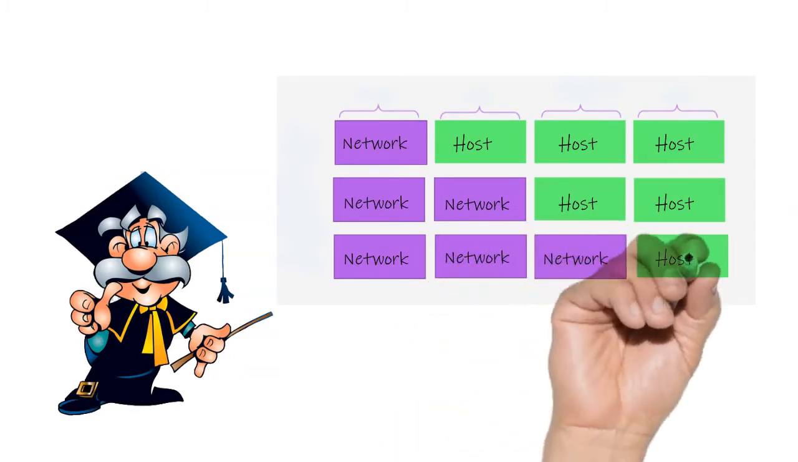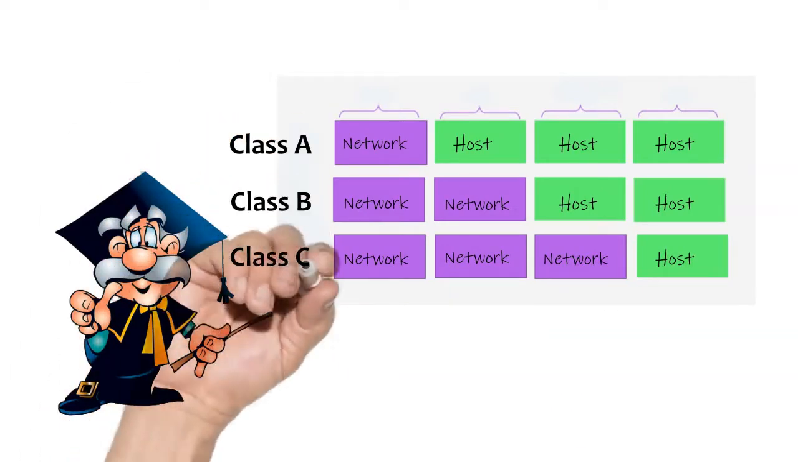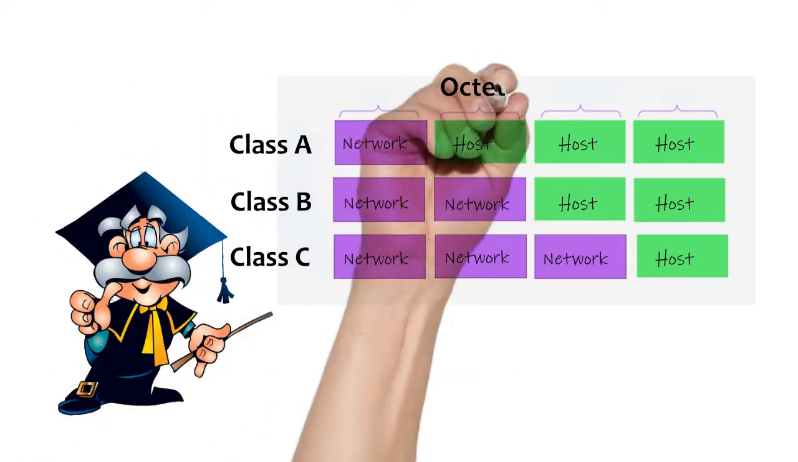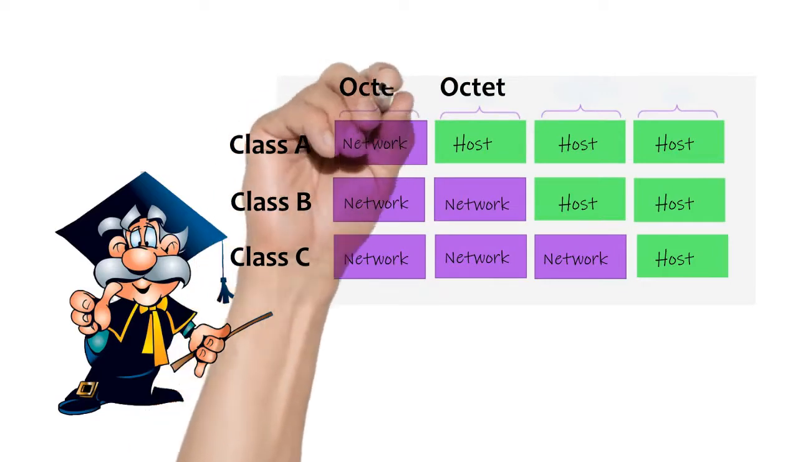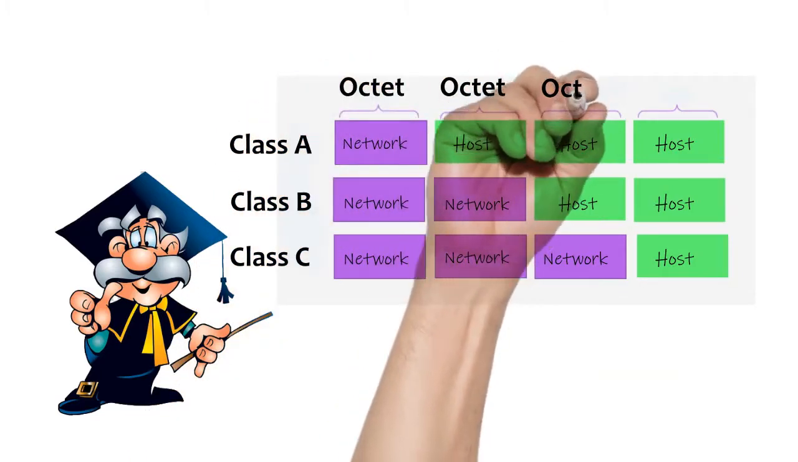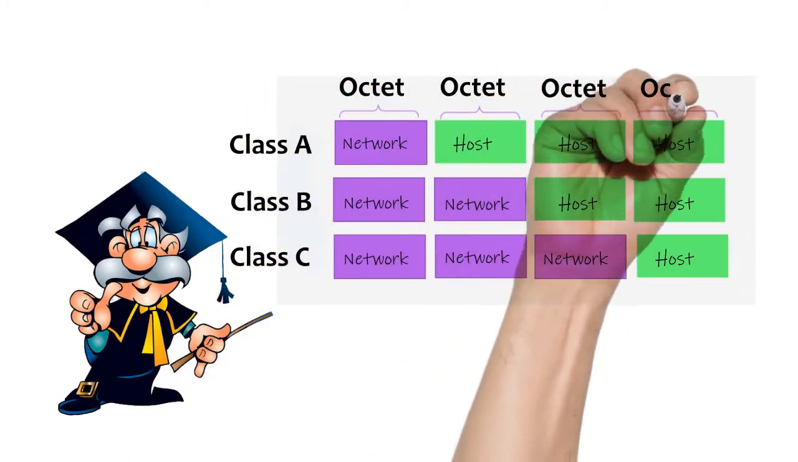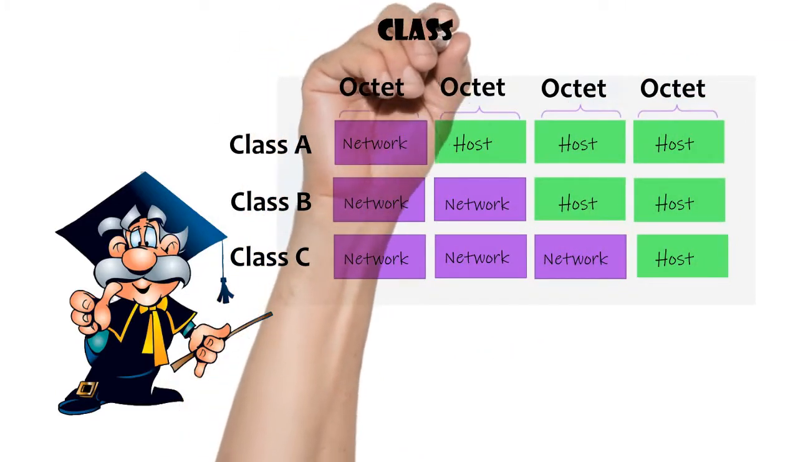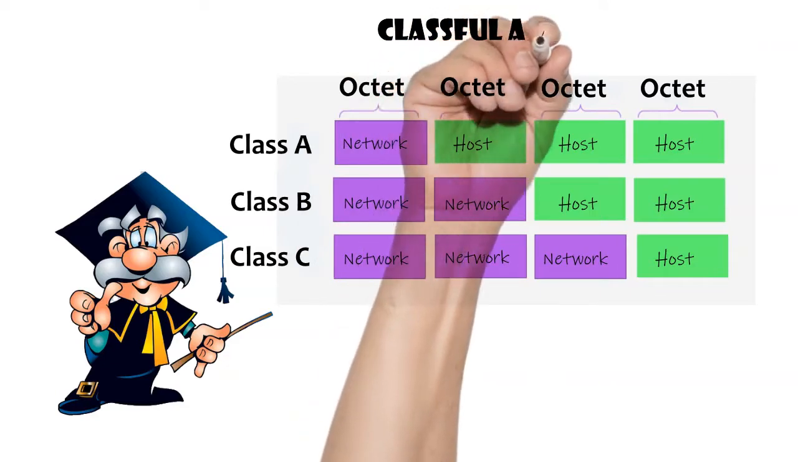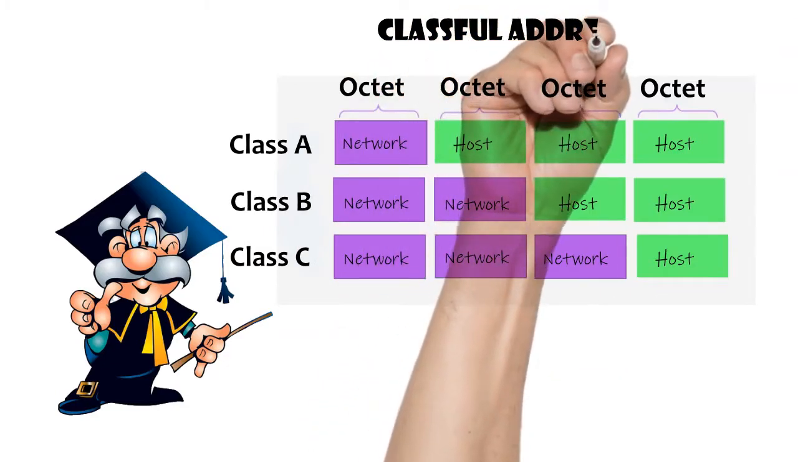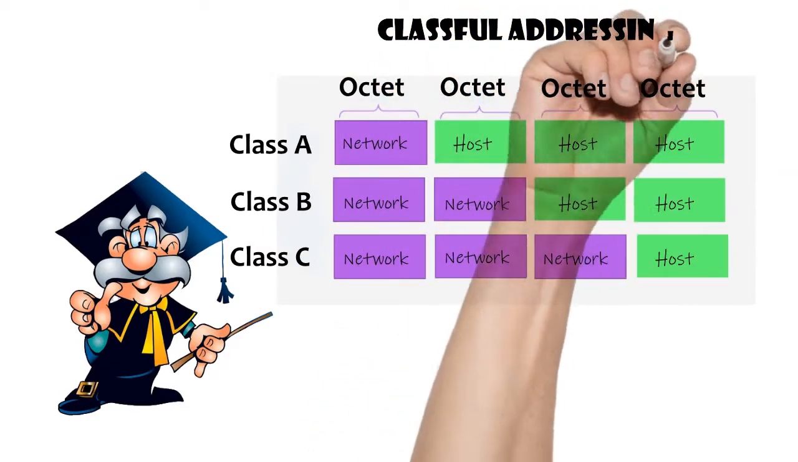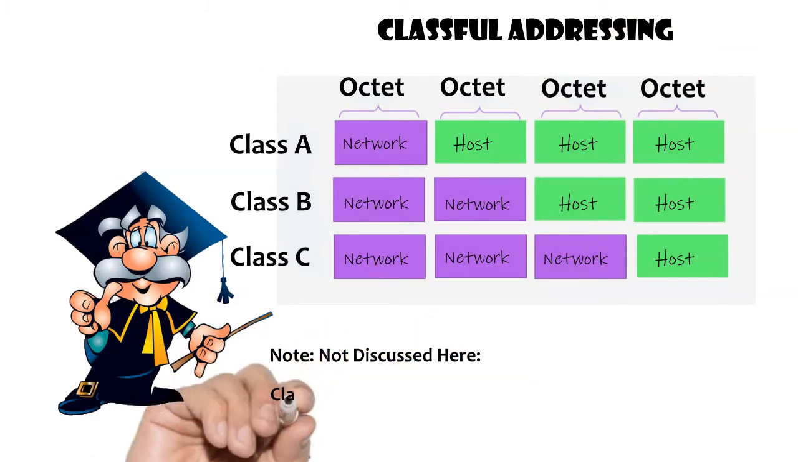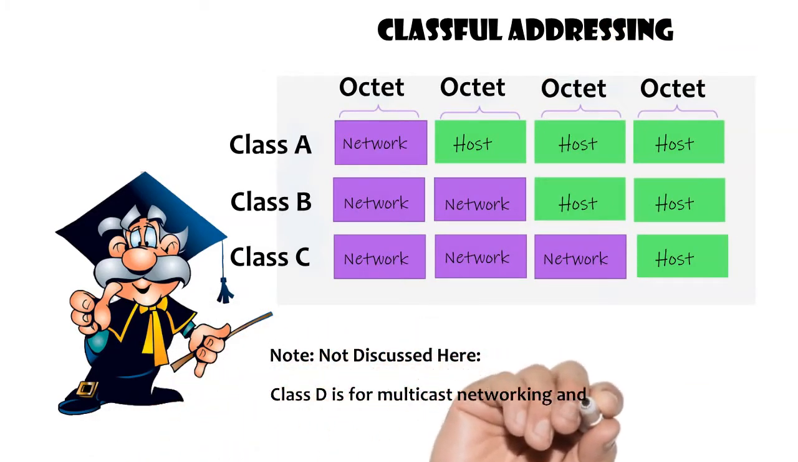For a Class A, the first octet, 8 bits, was dedicated to the network, where the balance went to the hosts. For a Class B, the first and second octets, 16 bits, were dedicated to the network, while the last two went to the hosts. And finally, for Class C, the first three octets, 24 bits, were dedicated to the network, where only one octet went to the hosts.